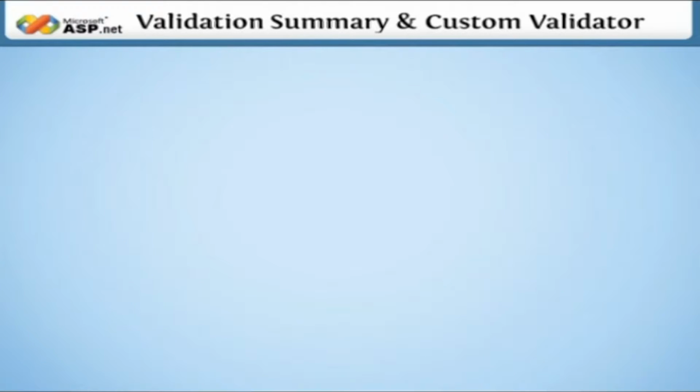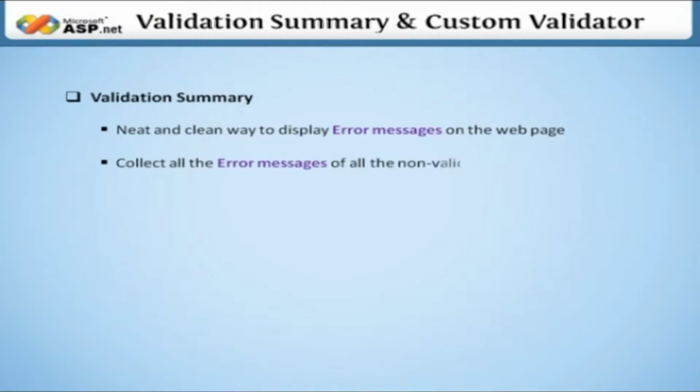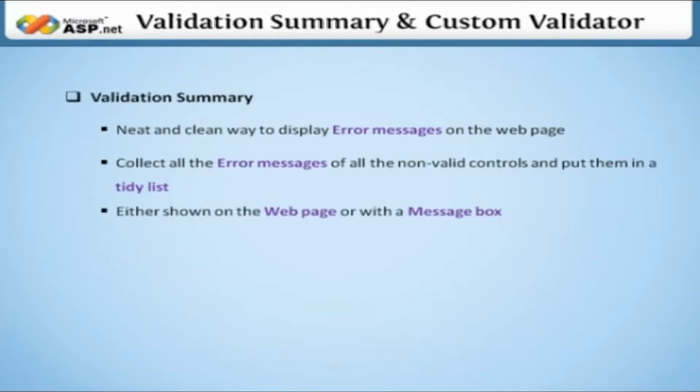Validation Summary and Custom Validator. Validation Summary gives us a neat and clean way to display error messages on the web page. It will collect all the error messages of all the non-valid controls and put them in a tidy little list. Now, this list can be either shown on the web page or with a message box. It's easy for us to show the summary of errors in a web form. Now we'll talk about this with a simple example.